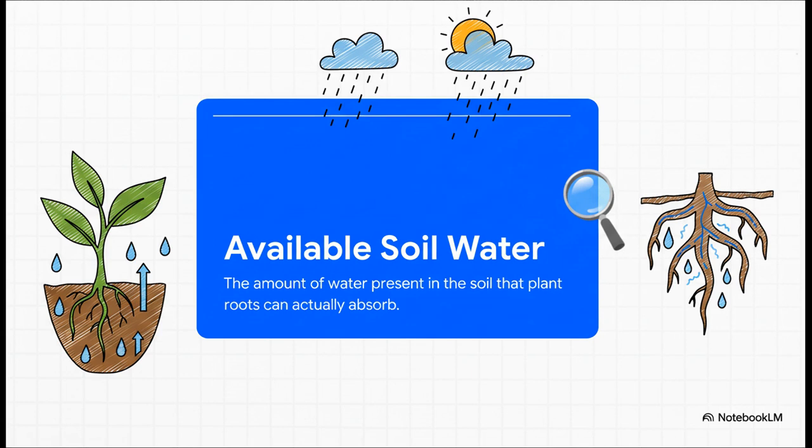First on the list is available soil water. Now, this sounds super obvious, right? But the magic word here is available. It's not just about how much water is in the ground, but how much the plant's roots can actually get to. There's a sweet spot. Too little, the plant wilts. Too much, and you've got a whole other problem.